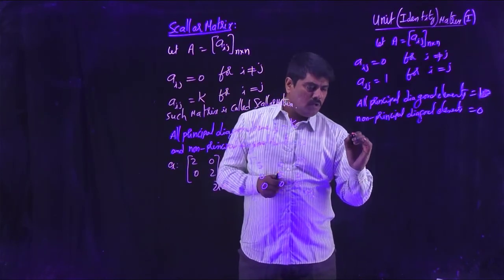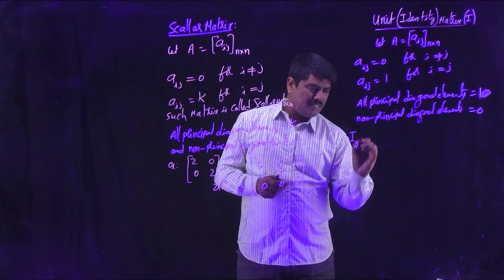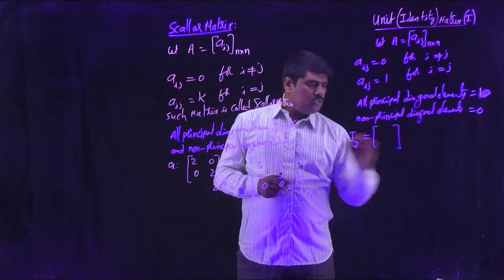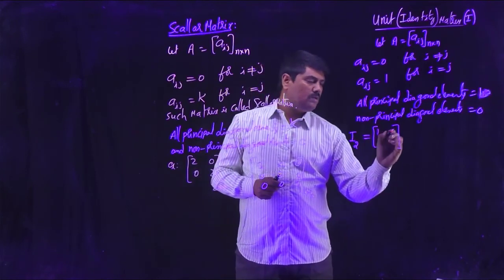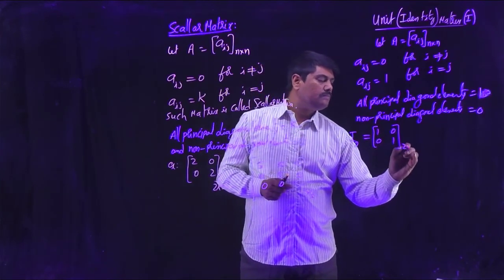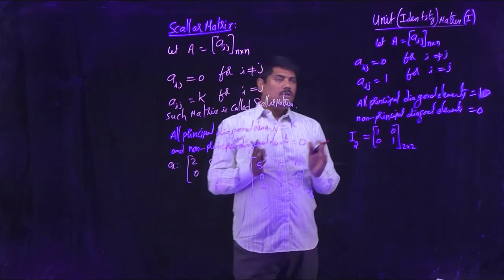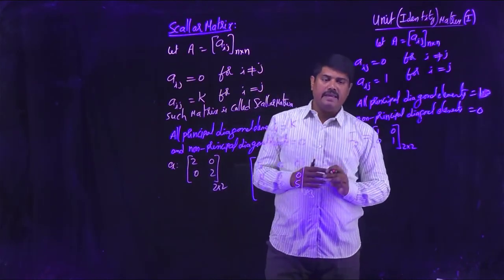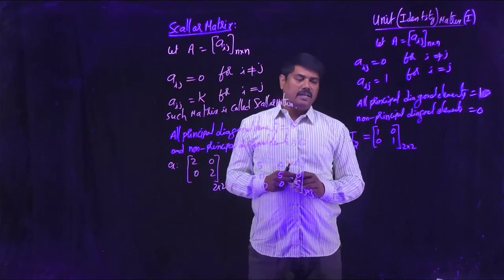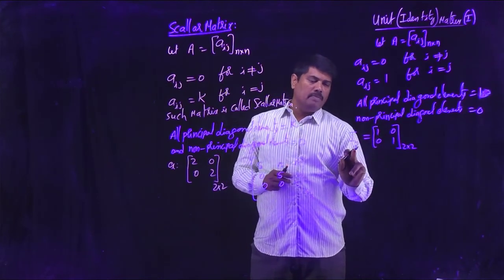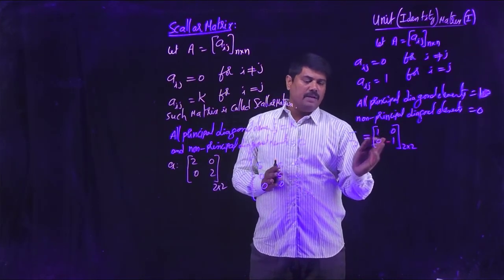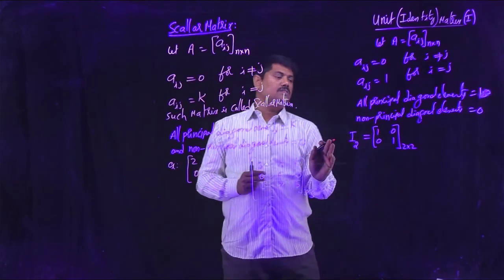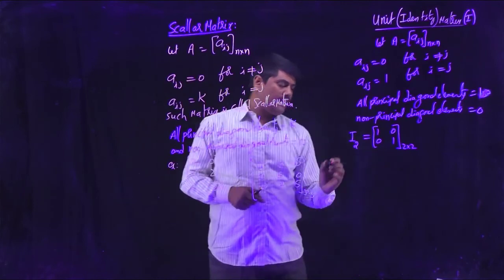So we have I2, for example. Let me write some examples. I2 means it is a 2 by 2 square matrix, so that is 1 0 0 1. Generally, to denote a unit matrix, we use the letter I, which means identity matrix. I2 is a second order unit matrix or identity matrix. So the 2 by 2 unit matrix is like that.